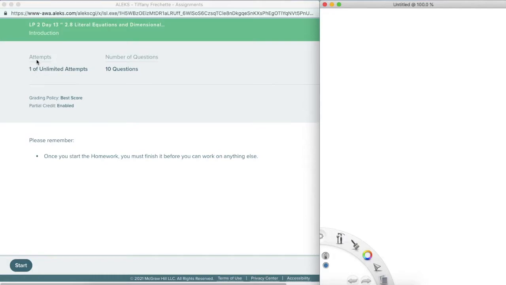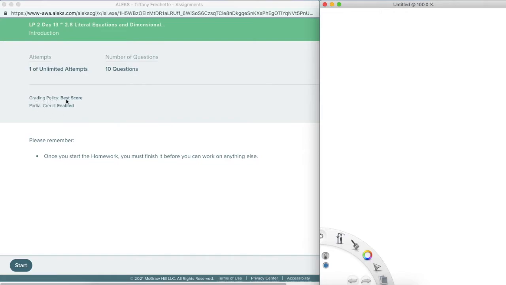Attempts, it does show you this. So this is my first attempt of unlimited attempts. I can come in and do this as many times as I would like. And this has to do with submitting the assignment. We'll get to submitting in just a second. Number of questions, this one has 10 questions. It will have anywhere from 1 to 10 questions on any of your homework assignments. So 10 is the most it can have.